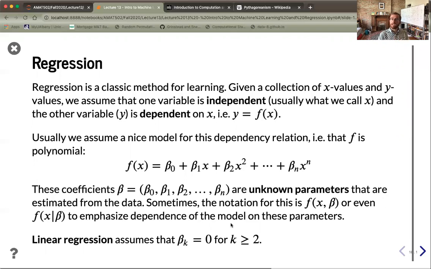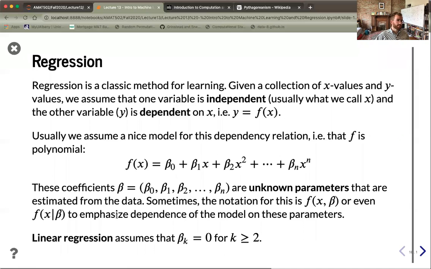And these are things that we need to estimate from our data. So in the process of training, we're observing our data. And once we've selected this model, namely this polynomial relationship that relates x values with y values, we can then try to train to optimize our coefficients, beta, these unknown parameters, so that we can try to predict what future values of y are as a function of x. So notationally, sometimes you'll see f of x comma beta, or even just f of x given beta, like in the language of conditional probability.